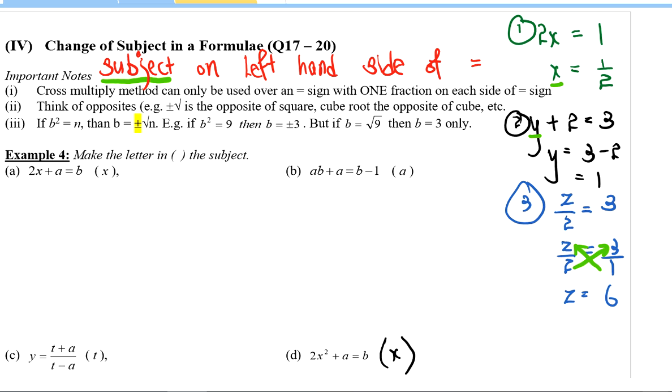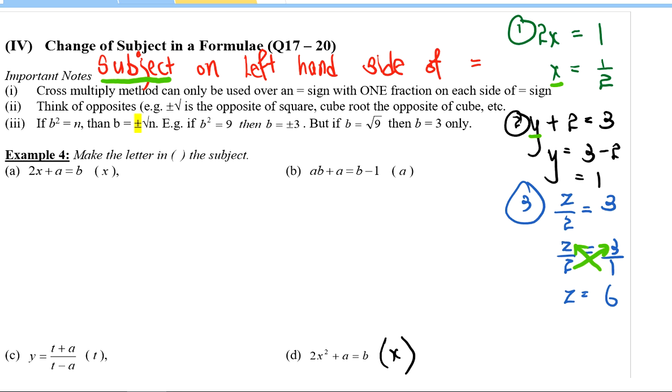In change of subject of a formula, it's very important to take note. Your subject must always be on the left hand side of the equal sign. Alright? There are three rules that I want you all to be familiar with, so I'm just going to quickly go through the three rules with you.